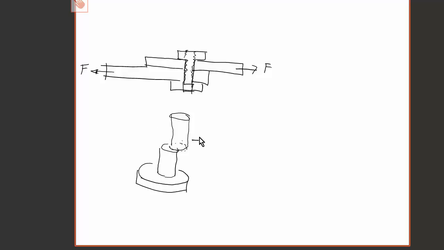The shear stress generated on this hatch surface that I'm hatching in right now is going to equal that lateral force divided by the cross-sectional area of the bolt.